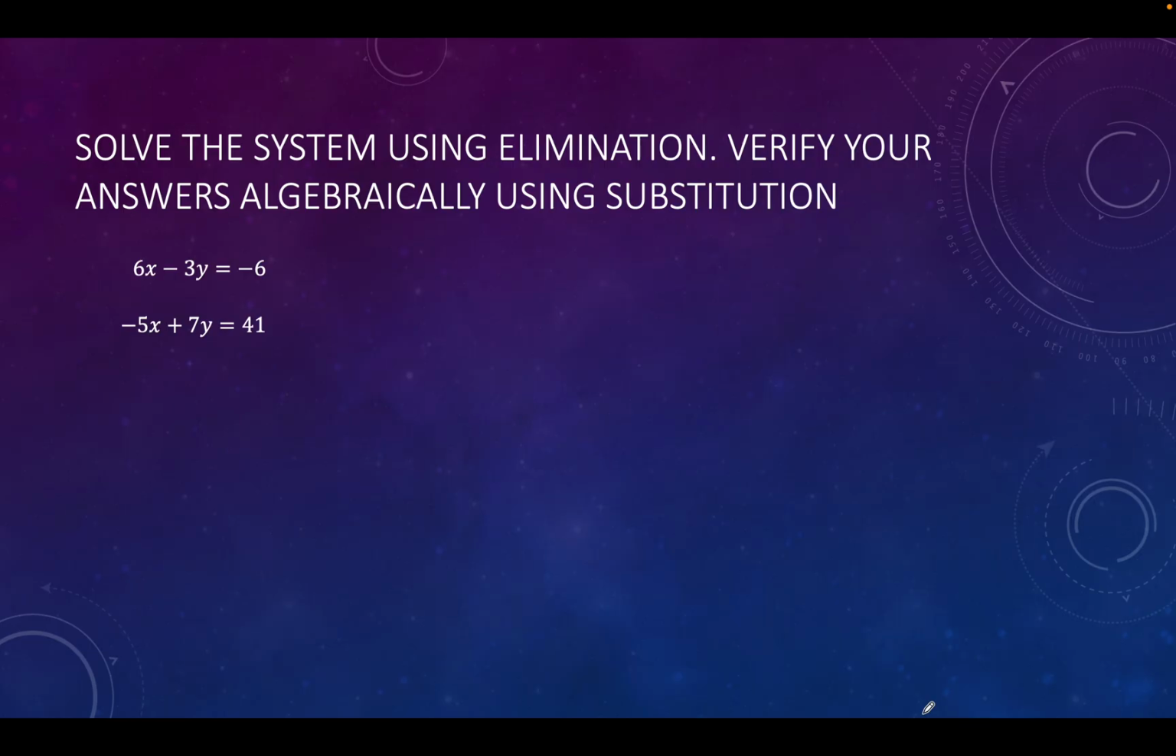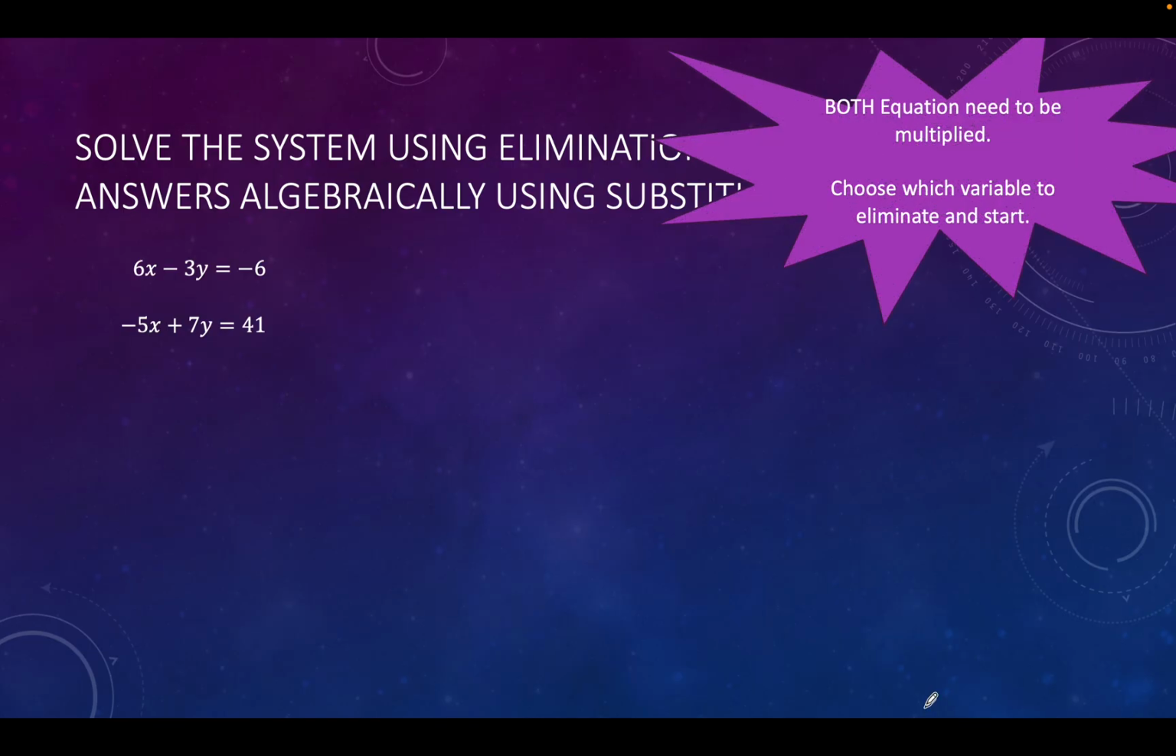Solve the system using elimination. Verify your answers algebraically. Here's a scenario where both equations need to be multiplied. If we add the x's, not going to eliminate. The y's aren't going to eliminate either. So we need to make a decision. Am I going to eliminate the x's or am I going to eliminate the y's?